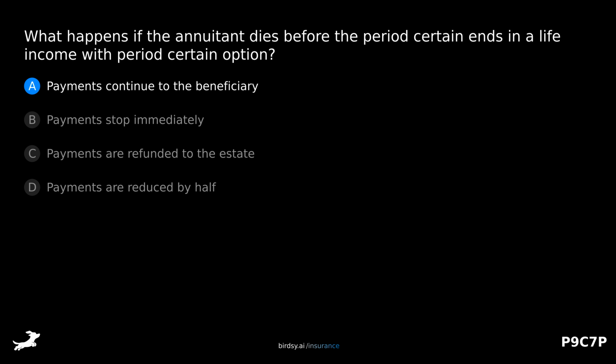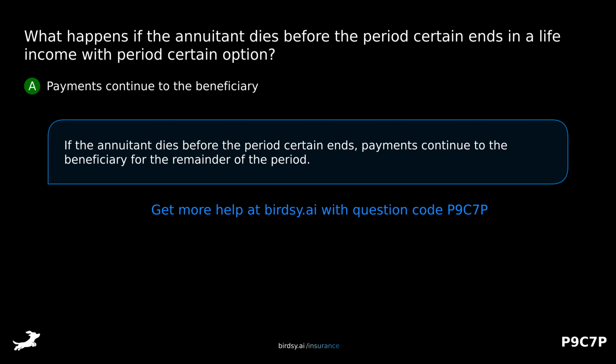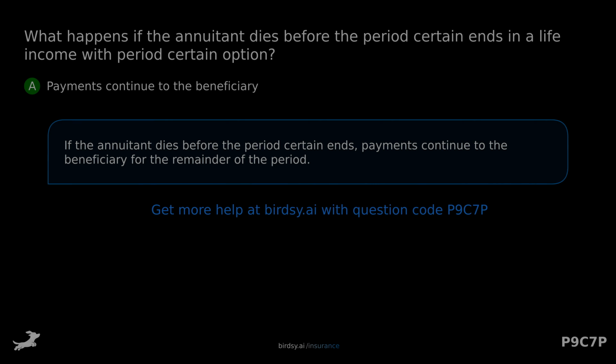Is it A, payments continue to the beneficiary, B, payments stop immediately, C, payments are refunded to the estate, or D, payments are reduced by half? The answer is A, payments continue to the beneficiary. If the annuitant dies before the period certain ends, payments continue to the beneficiary for the remainder of the period.